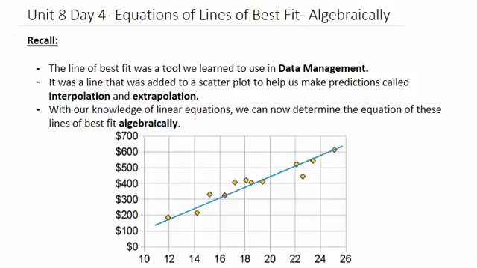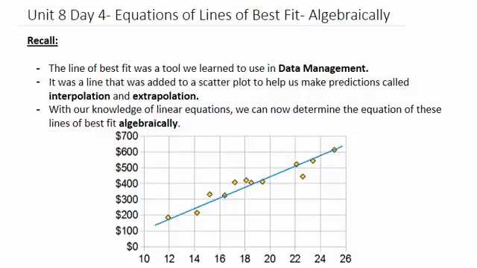Unit 8, Day 4, Equations of Lines of Best Fit. So recall that the line of best fit was a tool we used in data management. Remember that this line was a line that we added to a scatter plot to help us make predictions called interpolation and extrapolation. So in the picture below, the line of best fit is that blue line.